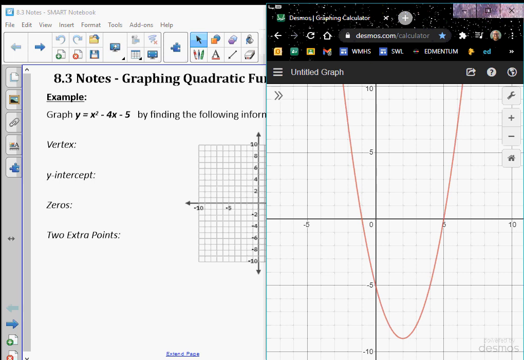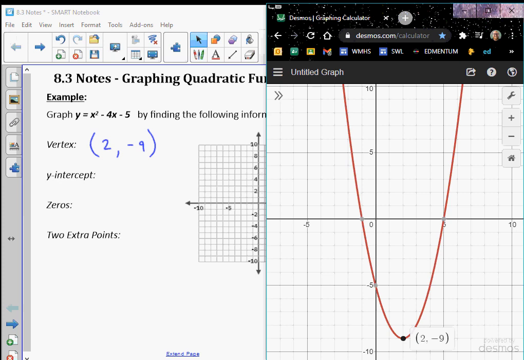The first of those is going to be the vertex, which we know is either the highest or lowest point on our parabola, and in this case it is a minimum. It's that lowest point, and it's at the point (2, -9). So I'm just going to copy that down, and then I'll plot it later when I actually make my graph.